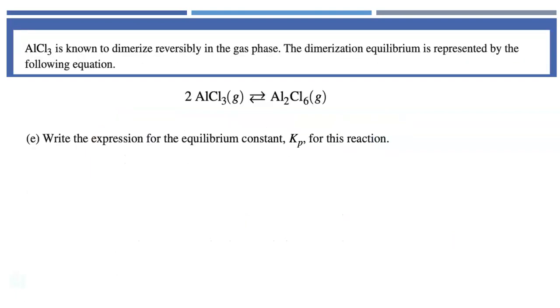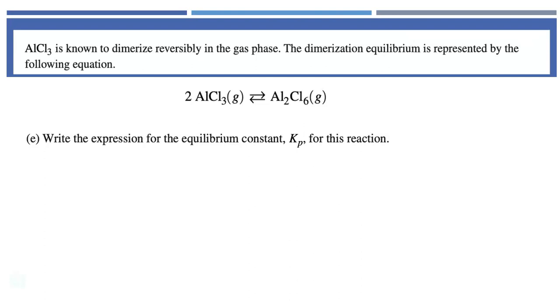AlCl3 is known to dimerize reversibly in the gas phase. The dimerization equilibrium is represented by the following equation. So 2AlCl3 make Al2Cl6. And part E says, write the expression for the equilibrium constant Kp for this reaction.